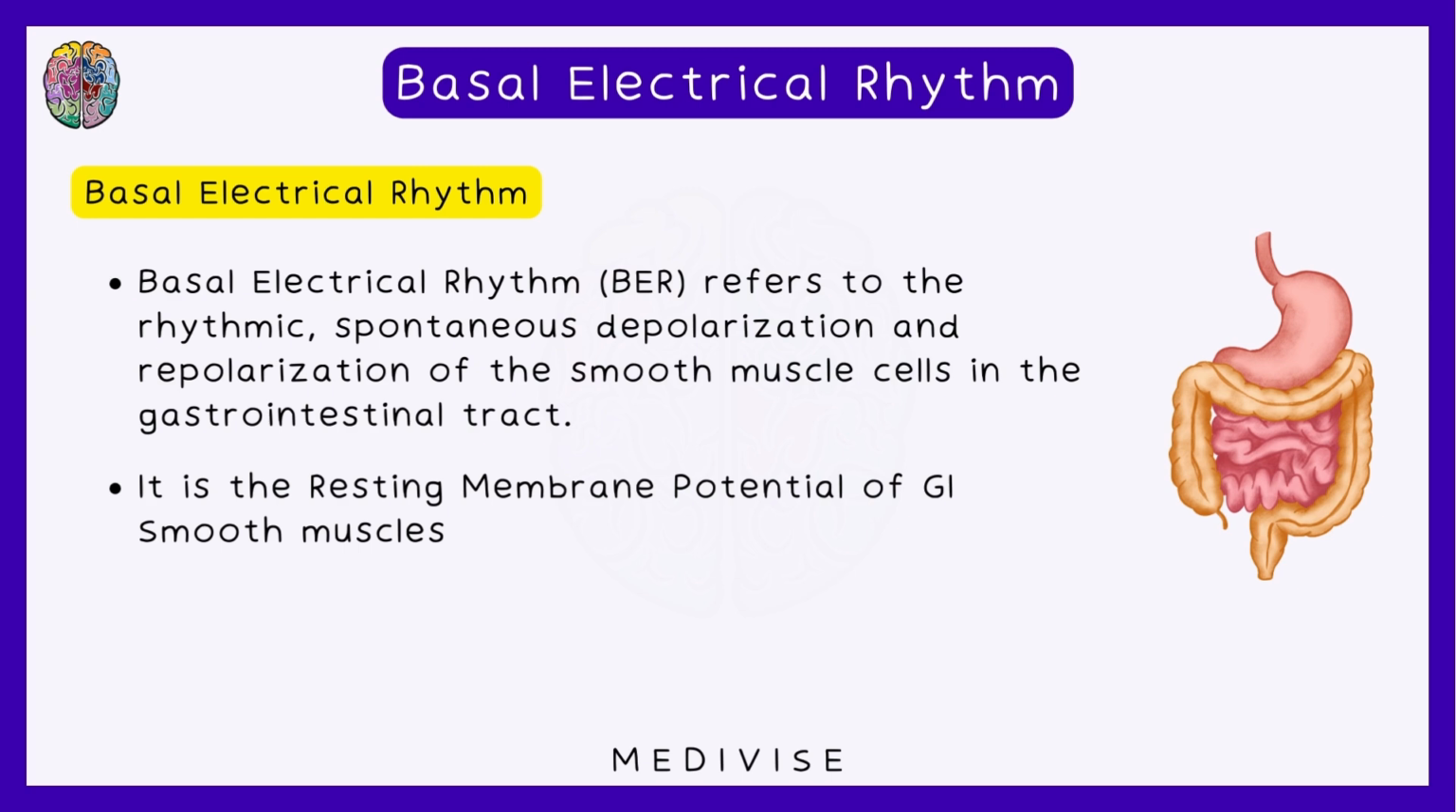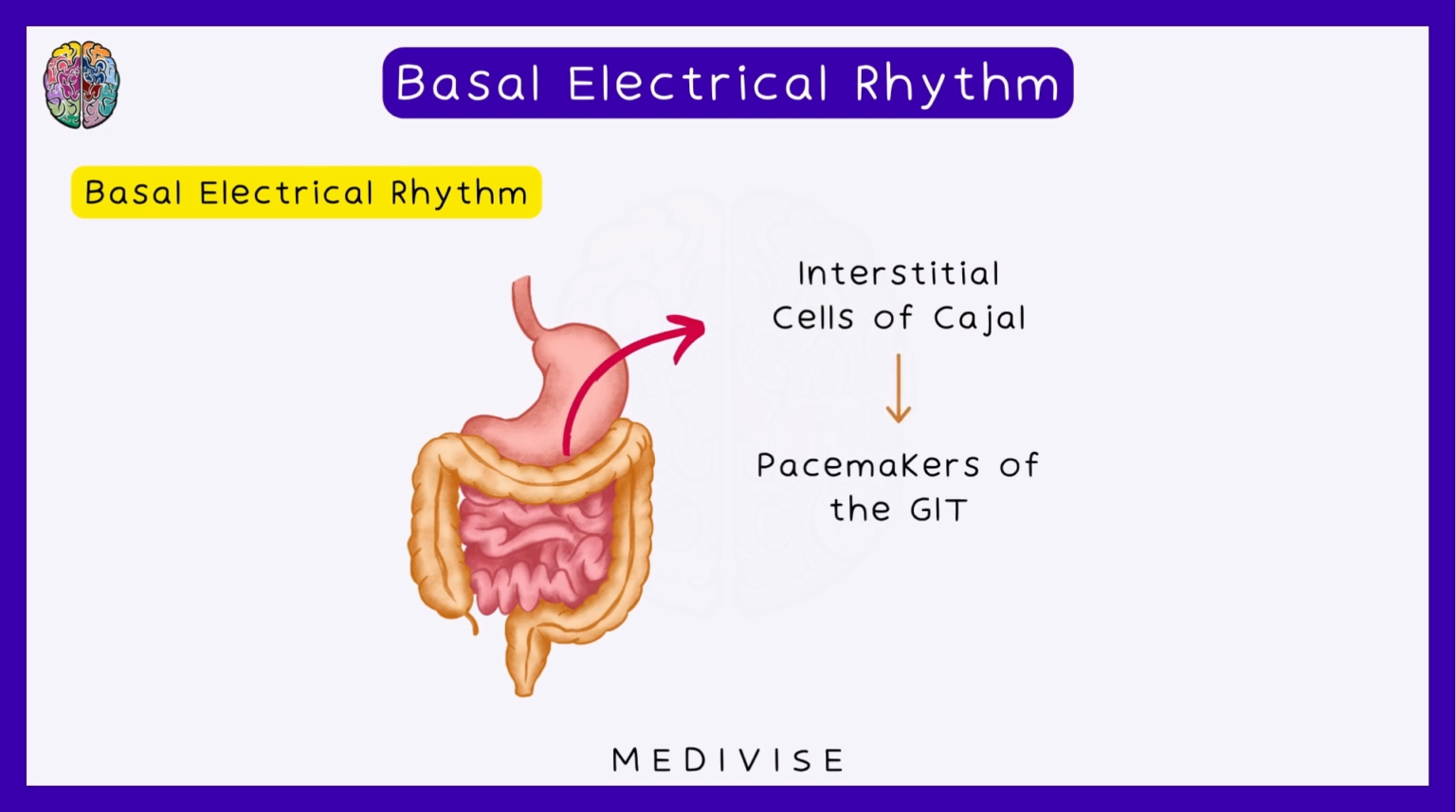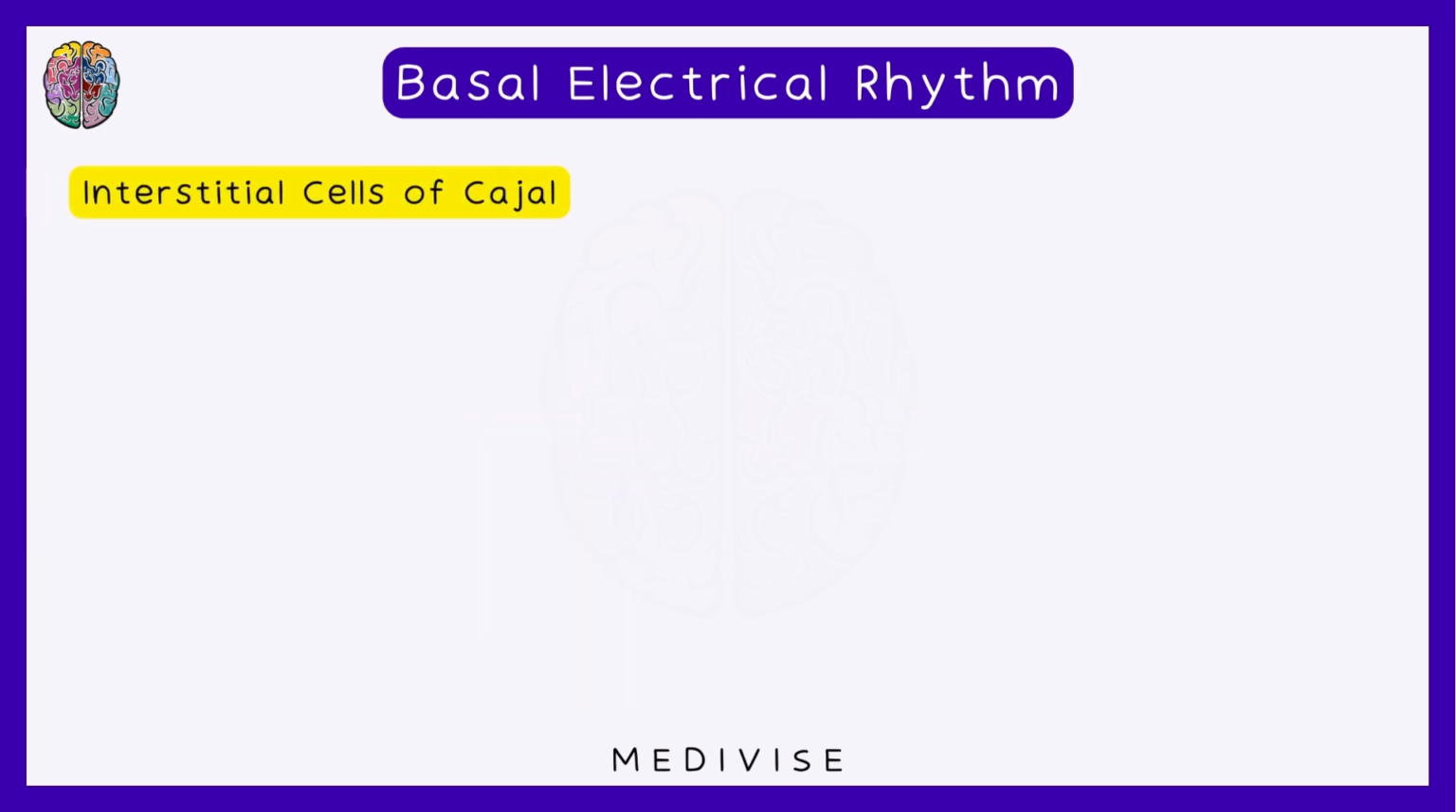Now, the question is what produces these basal electrical rhythms? In the GIT, we have a few cells called the interstitial cells of Cajal. These cells are also called the pacemakers of the GIT. Just as we have the pacemaker in the heart, the SA node, we also have pacemakers in the GIT called interstitial cells of Cajal, and it is very important to know about these cells.